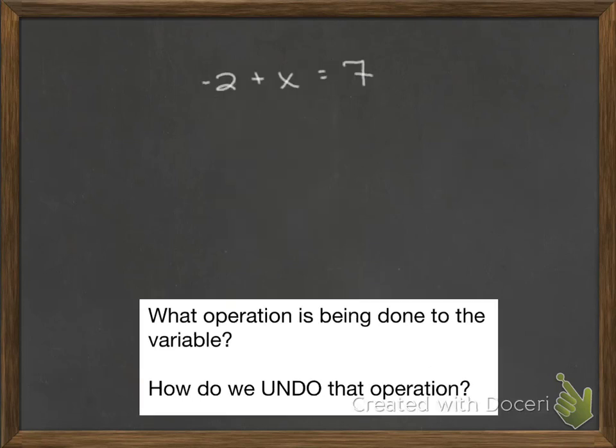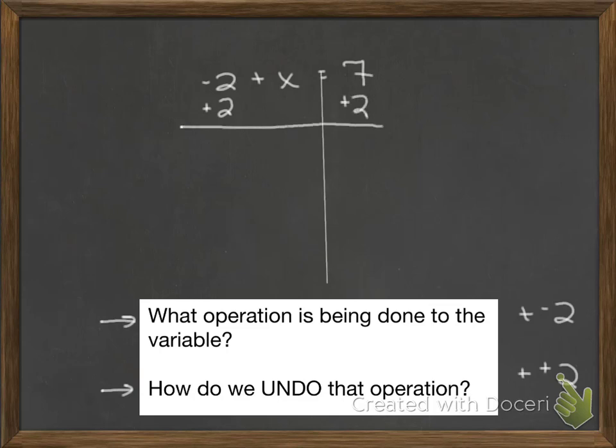Let's do another example. Now we have -2 plus x equals 7. So again, what is happening to our variable and how do we undo it? So we're adding -2. So what we would need to do is to subtract a -2. However, let's think about this. Minus a negative is the same as plus a positive. So what we're really going to end up doing is adding 2 to both sides of our equation in order to cancel out.